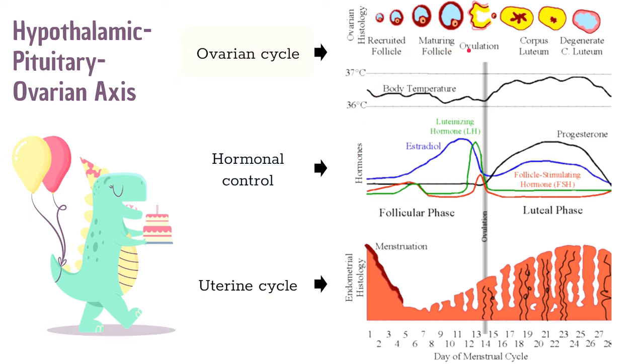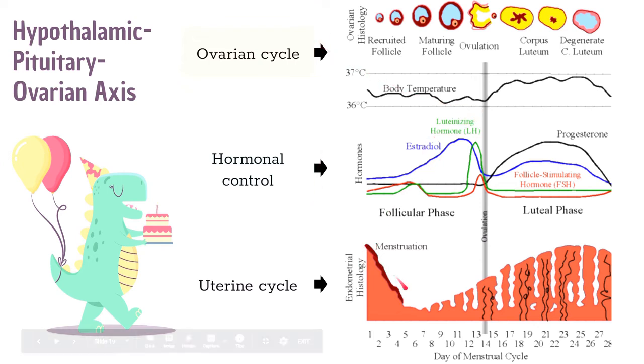Now, I mentioned the term synchronized. How does the body ensure that these processes will be synchronized? That is where the hormonal control will come in. So the hypothalamic, pituitary, ovarian axis will mostly center around hormonal control. So how does that happen?